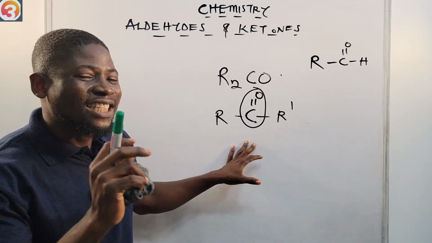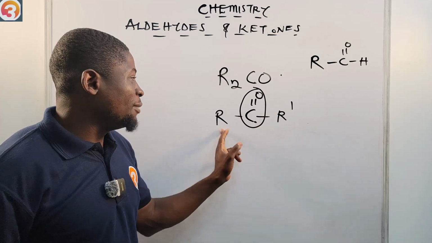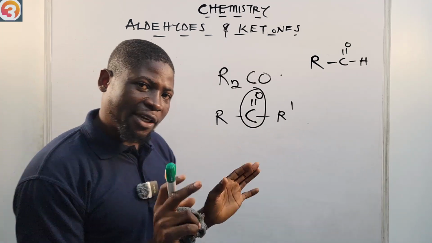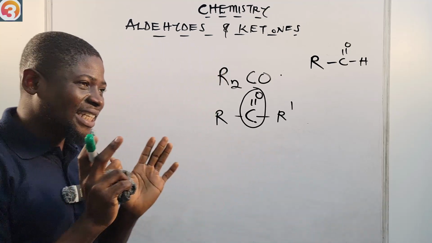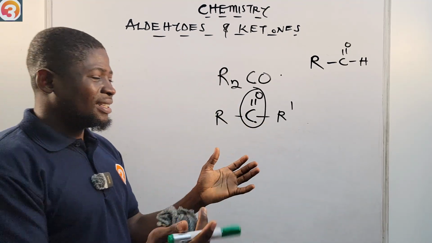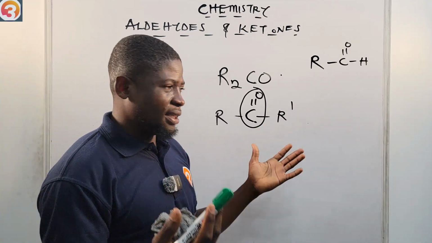That is why it must be directly bonded to two R groups for it to be a ketone. Please take note of that. If you do not understand anything I'm saying, you can ask your questions in the comment section, or you can take the video back and watch it again to get the scope of what I'm saying, okay?